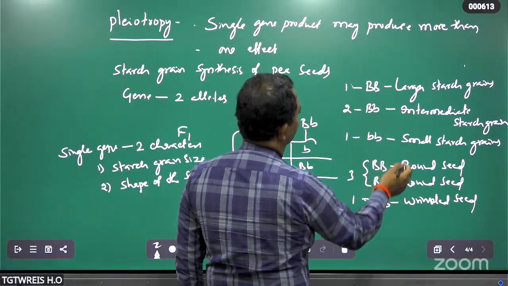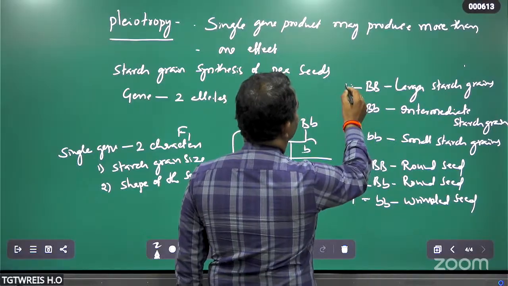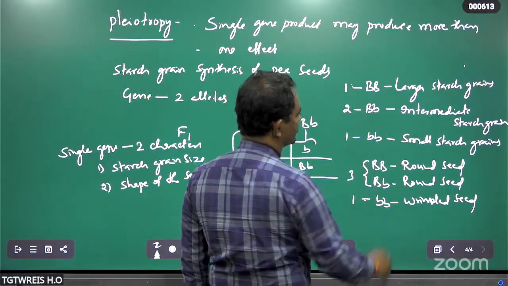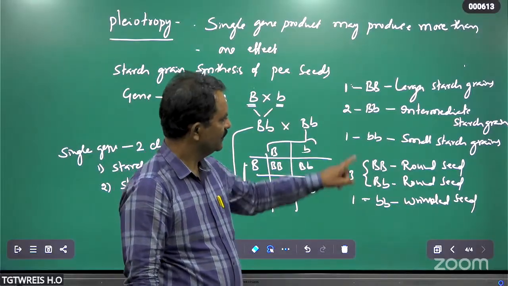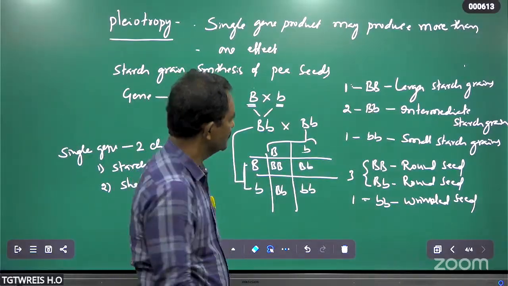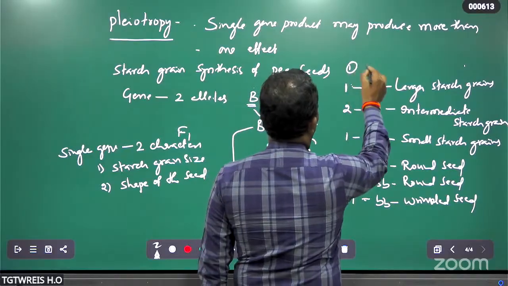For starch grain size, one seed has large starch grains, two seeds have intermediate starch grains, and one seed has small starch grains. This is one character.